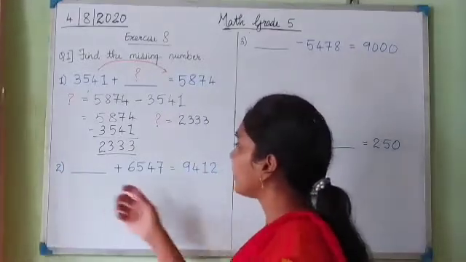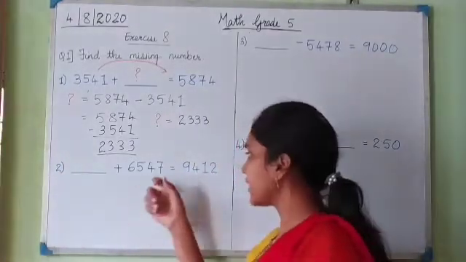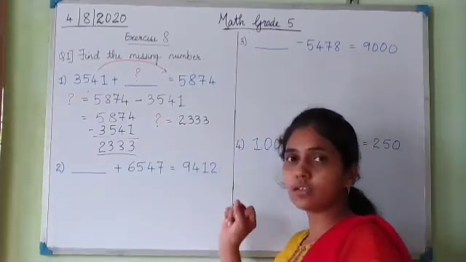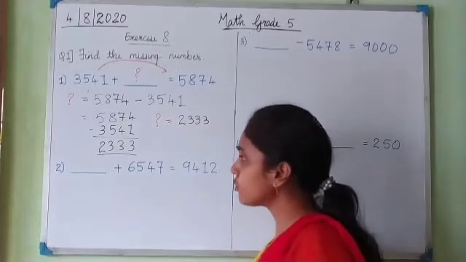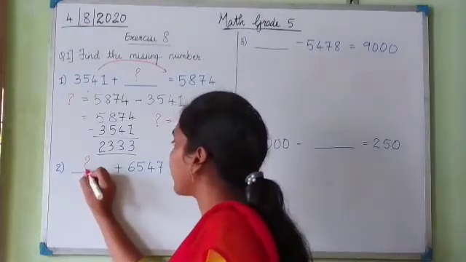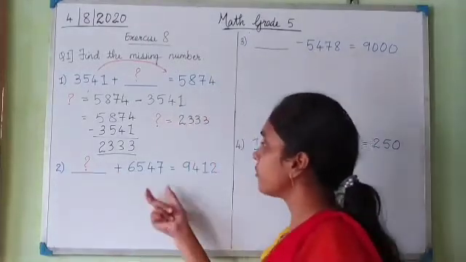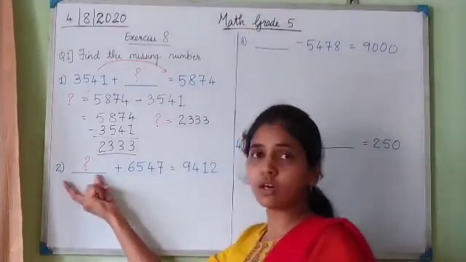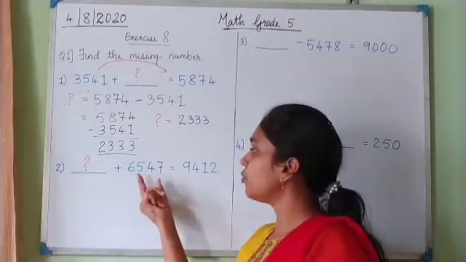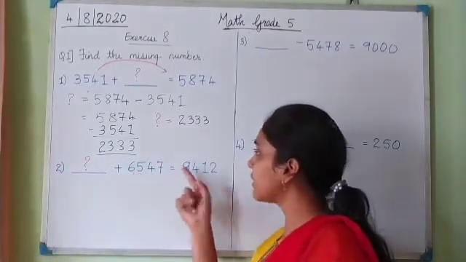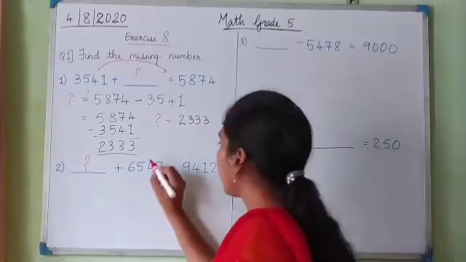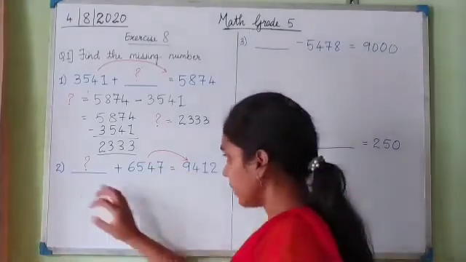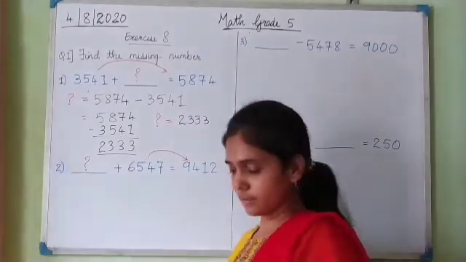In the second example, here in the first place there is a blank, then the second number is given to us, and the third, that is the equal to, the answer is given to us. And here also we have to find the blank. So here also we see that this number 6547 is being added to the missing number, right? So what we do, we take this number to the other side of the equal to sign. We are going to keep this blank as it is.